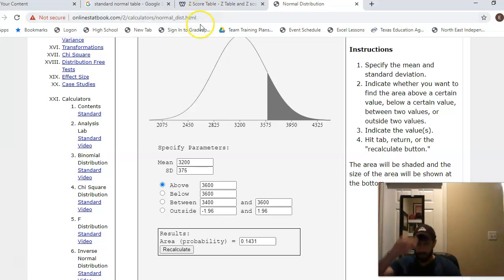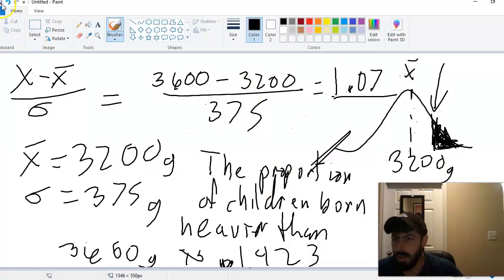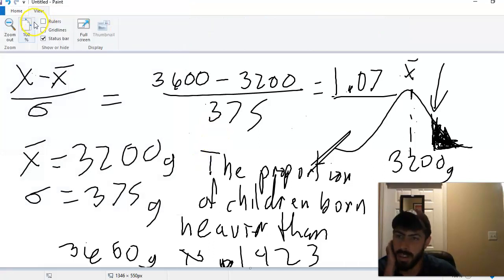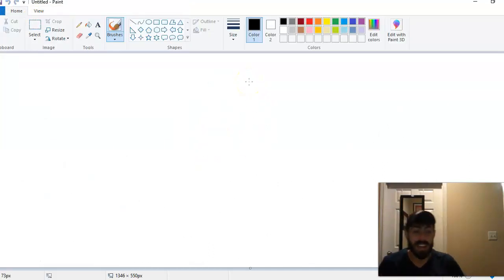Probably. Now, what if we are asked a more specific question? What if, how do I clear? Is there a clear button? Clear everything? What if, instead, I get asked the question, okay, well, rather than finding me a p-value for a specific measurement, I'm going to give you a p-value, I'm going to give you a proportion, and I want you to tell me what measurement would give me that value.